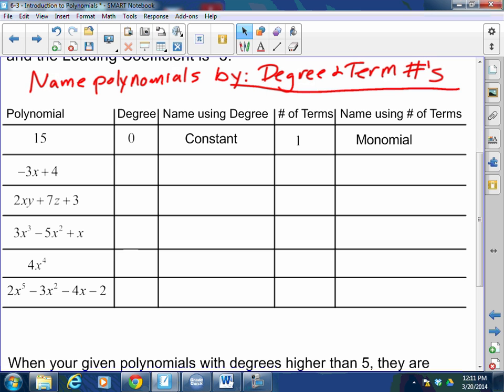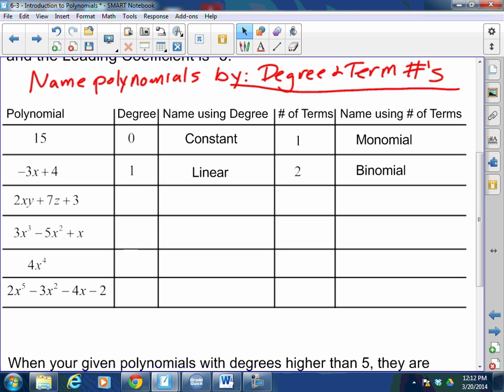What is the degree of this polynomial? 1. When you have a degree of 1, it's like a linear equation. It's linear. Remember y equals mx plus b? X had a power of 1, so it's linear. How many terms do I have? So what is the name of a two-term poly? So this would be called a linear binomial.